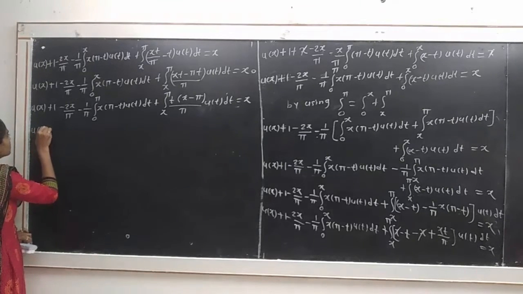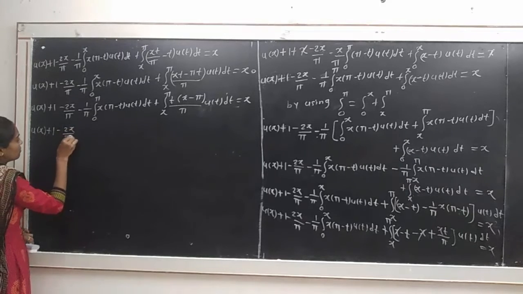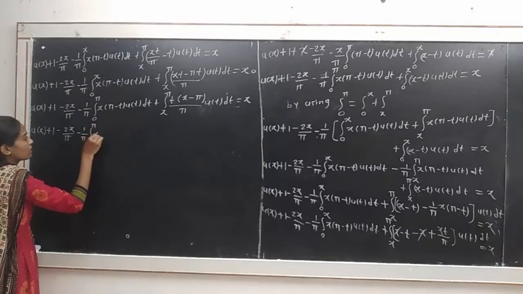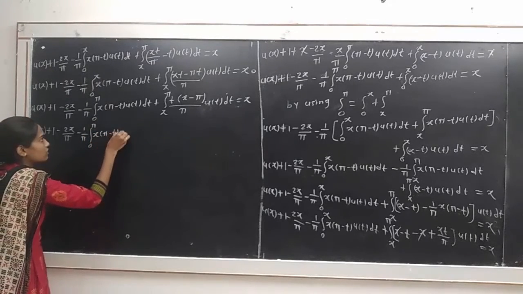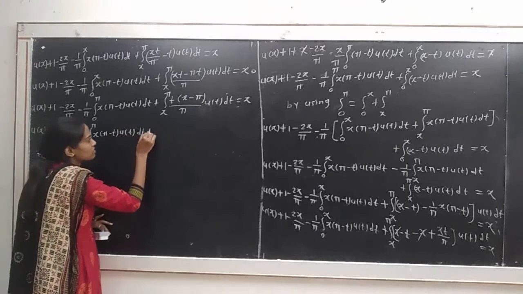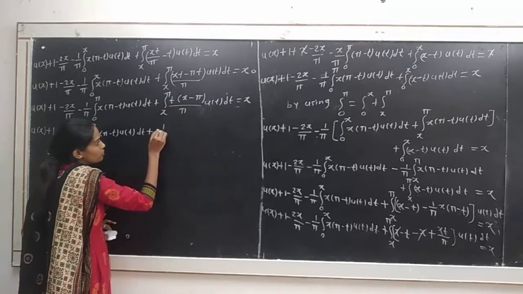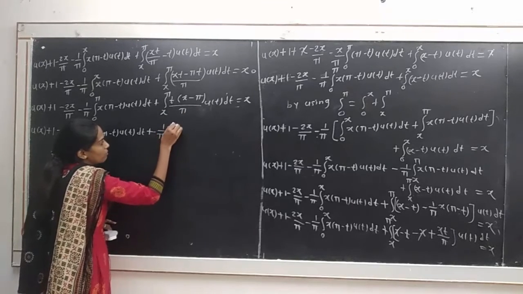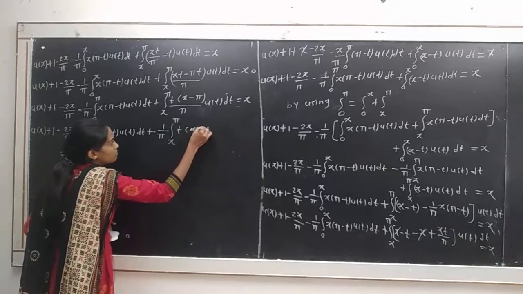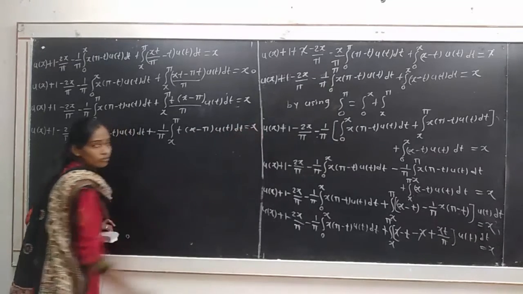Then next, u of x plus 1 minus 2x divided by pi minus 1 by pi integration from 0 to pi of (pi minus t) into u of t dt, plus we take here pi will be constant with respect to x. Therefore, we take it outside, that is 1 by pi integration from x to pi of t (x minus pi) into u of t dt is equal to x.